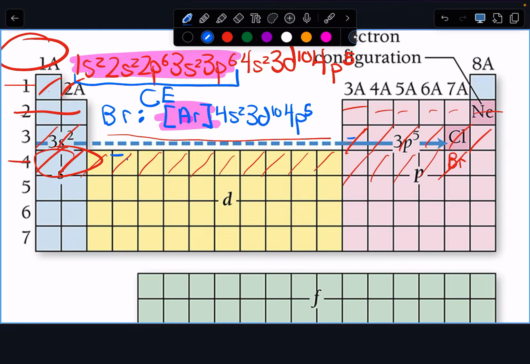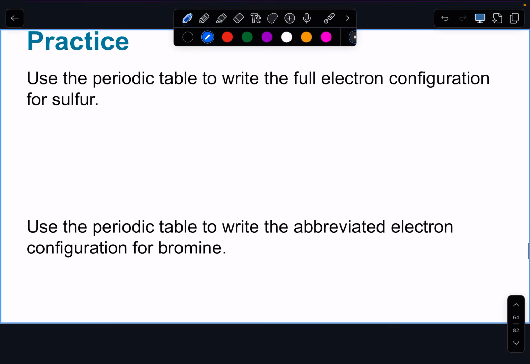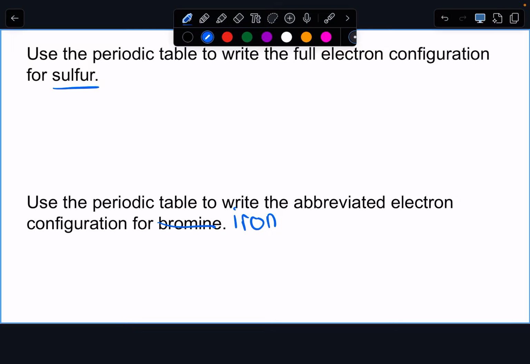Okay, so let's let you guys practice some of this. Let's do iron, and then we'll talk about the weirdness of the d orbitals, okay? So I want you to do the full electron configuration for sulfur, and then the abbreviated electron configuration for iron.